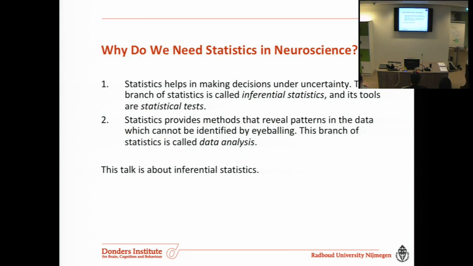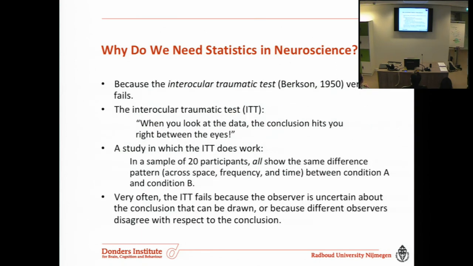There are classification approaches like support vector machines. You have ICA in about 120 different flavors. They're all methods that are not used for decision making, but for getting more out of your data. Actually, source reconstruction is also something like that. You could also consider source reconstruction as a data analysis method in a broad sense. But I will not cover that. I will only look at inferential statistics, only about decision making. Now, so why do we need statistics in neuroscience? Why do we need inferential statistics in neuroscience?